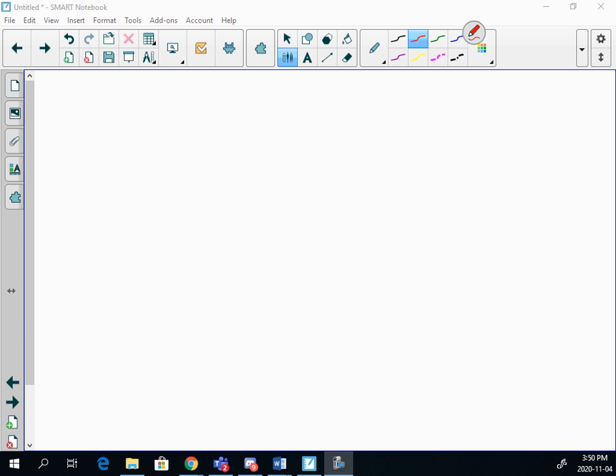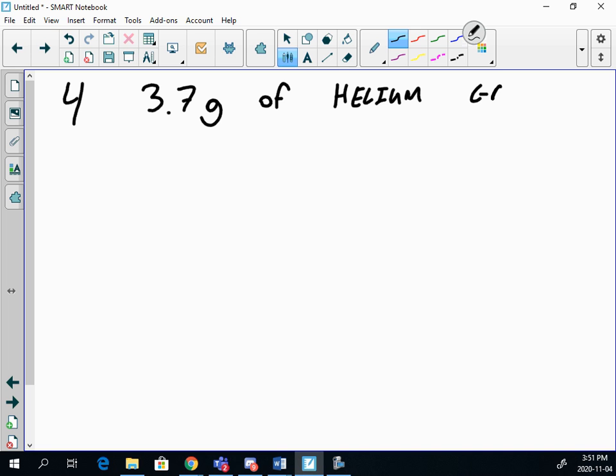Okay, folks, let's take a look at question 4 on your pre-test. And you can extend these strategies to your pre-test on the other side of the page. So the first one tells us that we want to look at a sample of 3.7 grams of helium gas. And from that, we want to determine every piece of information that we can about the gas.